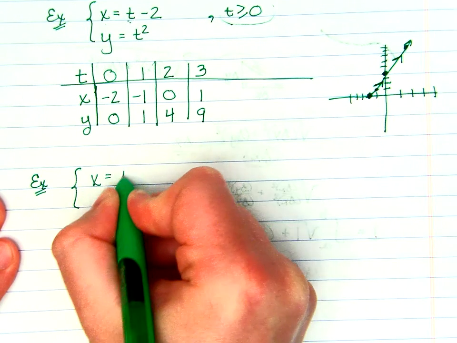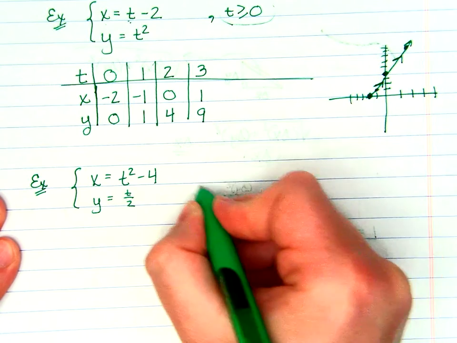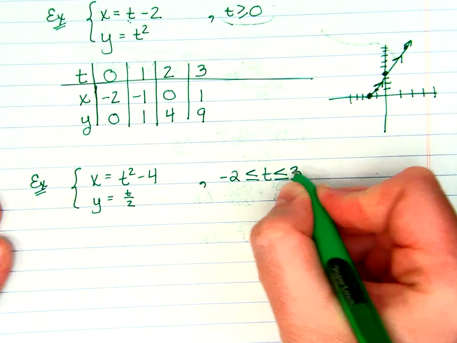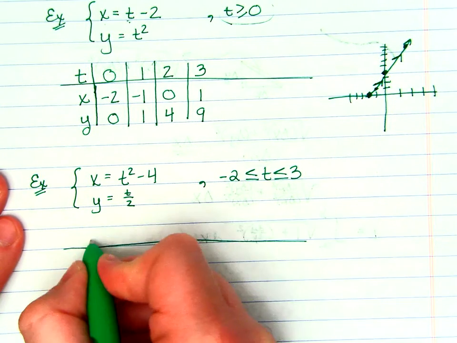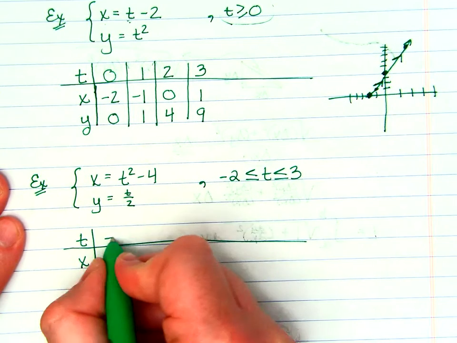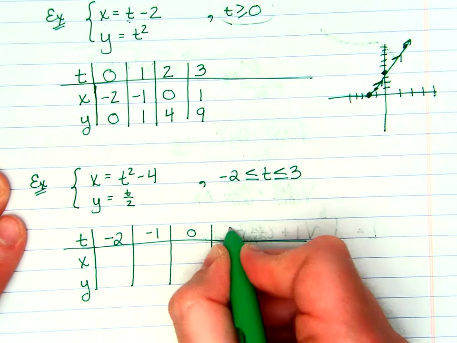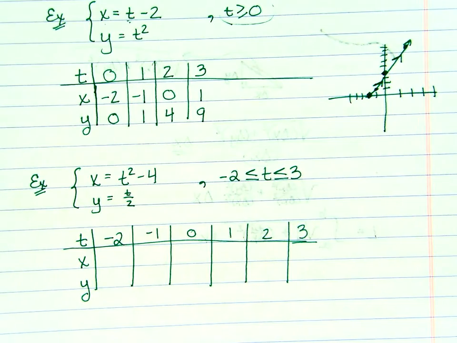Let's look at x equals t squared minus 4, and y equals t over 2. And I'm going to tell you negative 2 is less than or equal to t is less than or equal to 3. Actually, why don't you take a few moments, pause this video, and see if you can make your table of values. I'm going to make my t's negative 2, negative 1, 0, 1, 2, 3. Do some plugging in. And actually, see if you can do the whole graph. Plug in and go. Pause this and go.